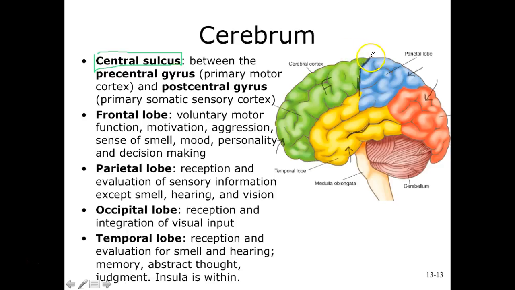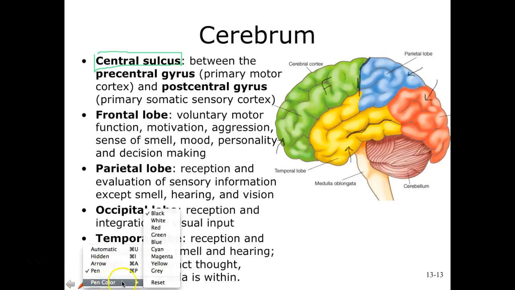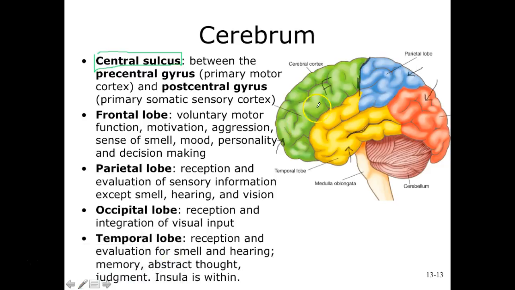So back to our central sulcus. That's this depression right in here. And it's also dividing out our precentral gyrus, which we call our primary motor cortex. Okay, so it's this gyrus right in here. This is our precentral gyrus. Again, has to do with motor functions.